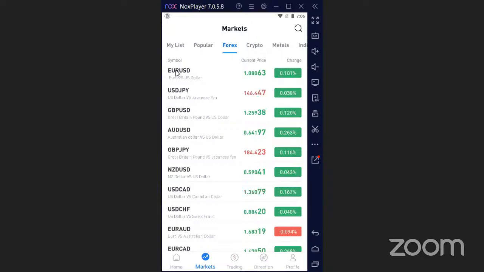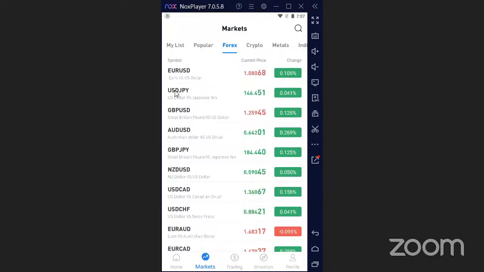Okay, so they are in pairs, because before you can sell, the currencies have to be two. You are either selling this and buying this, or buying this and selling this. So that is basically how a forex market works. It has to be in pairs.